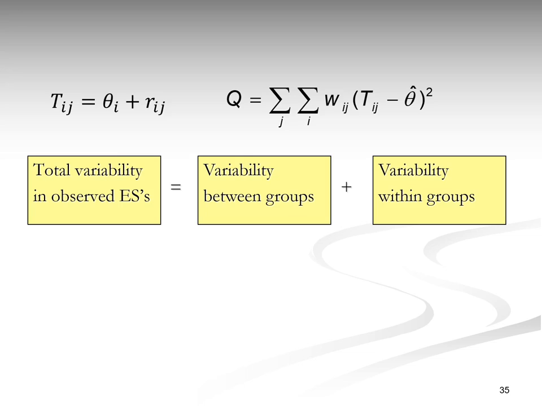We can do a kind of analysis of variance by splitting this total variability in observed effect sizes in two parts. We can say, well, observed effect sizes can vary around the overall mean because there can be two explanations. The first explanation is that there are differences between the population means of different categories. And the second explanation is, well, within categories, the observed effect sizes can vary.